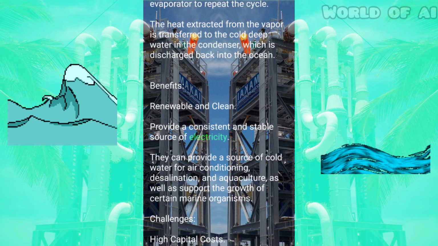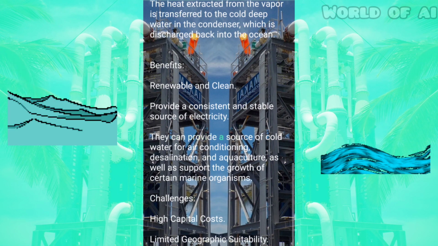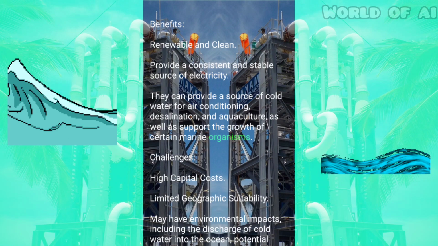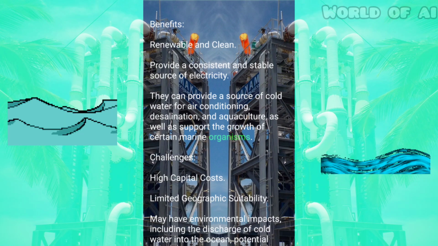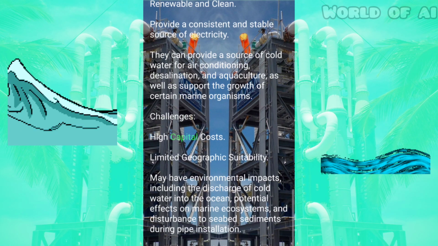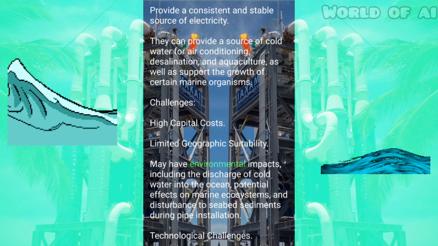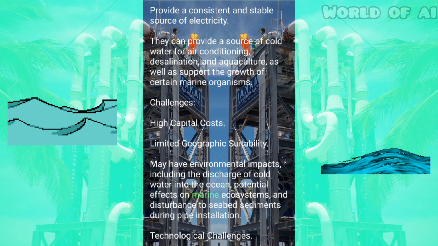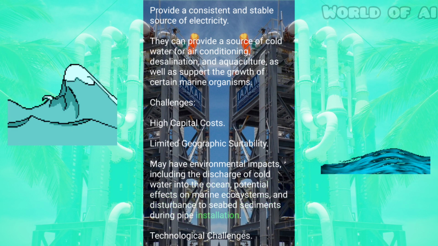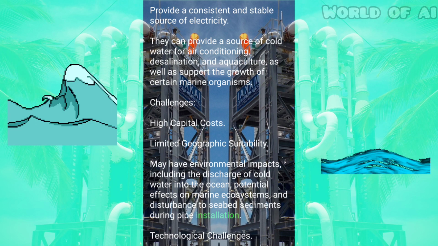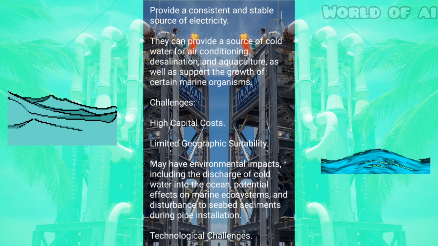Provide a consistent and stable source of electricity. They can provide a source of cold water for air conditioning, desalination, and aquaculture, as well as support the growth of certain marine organisms. Challenges. High capital costs. Limited geographic suitability. May have environmental impacts, including the discharge of cold water into the ocean, potential effects on marine ecosystems, and disturbance to seabed sediments during pipe installation. Technological challenges.